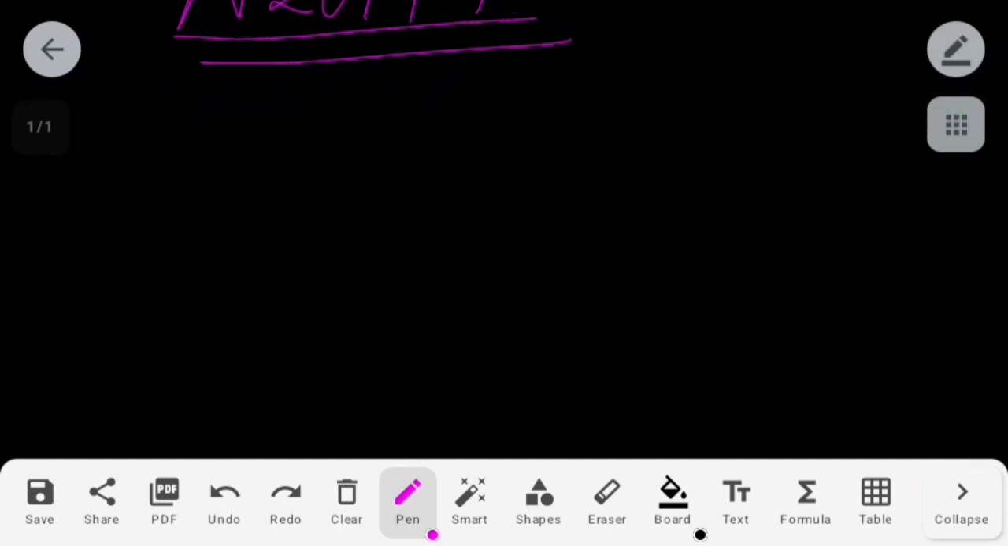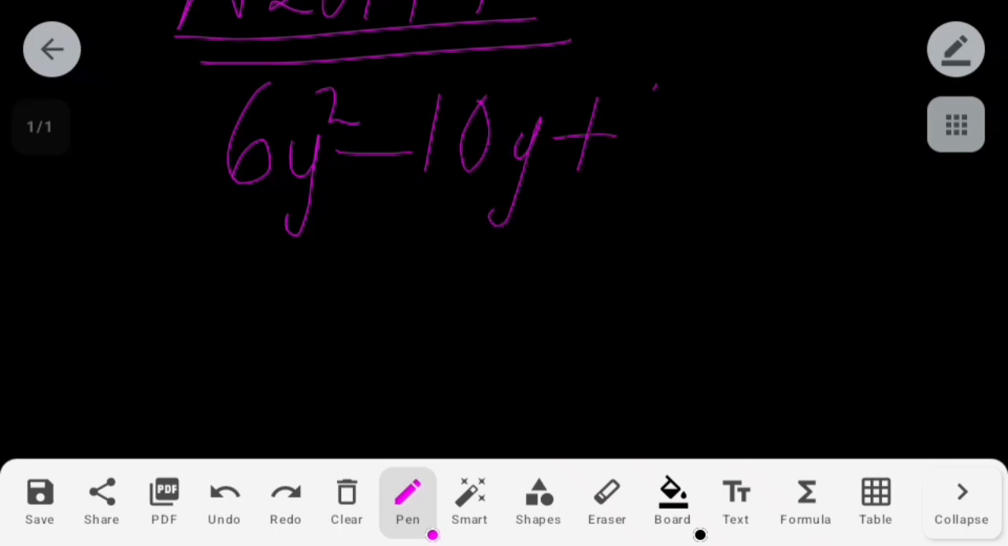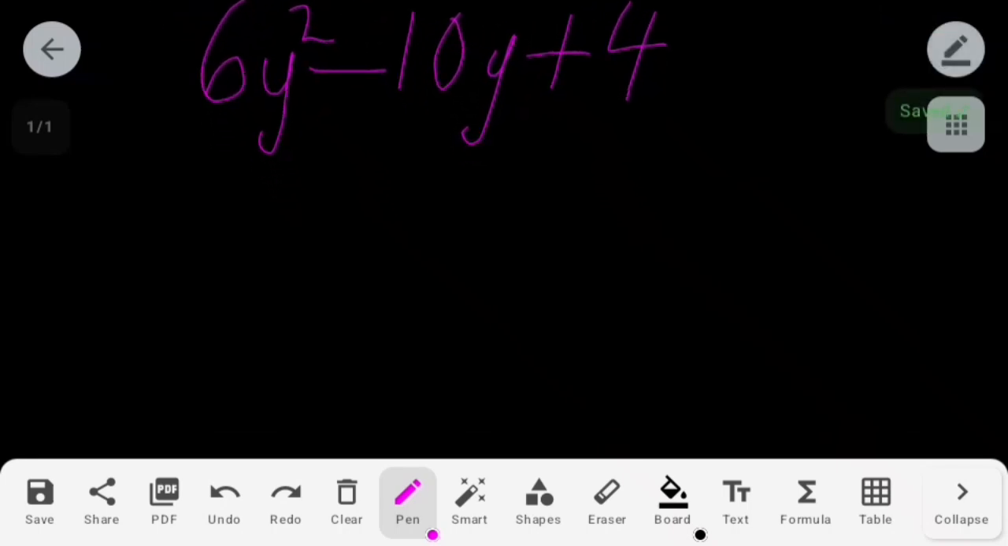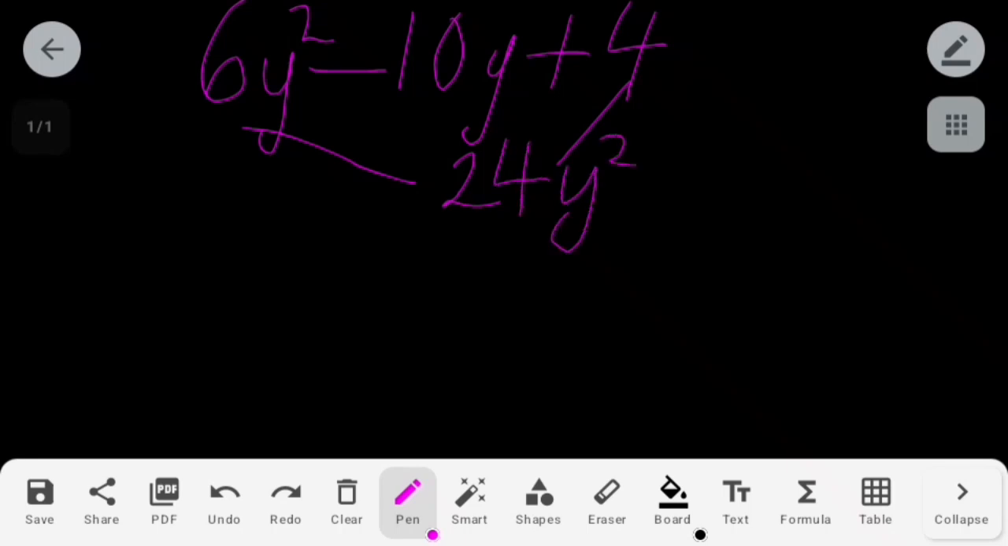factorize completely 6y squared minus 10y plus 4, like this. So similarly, first thing we are going to multiply these two. So 6 times 4, we get 24, positive 24. So there's a y squared there, so it's positive 24. So 6y squared times 4, we get a positive 24y squared, like this.